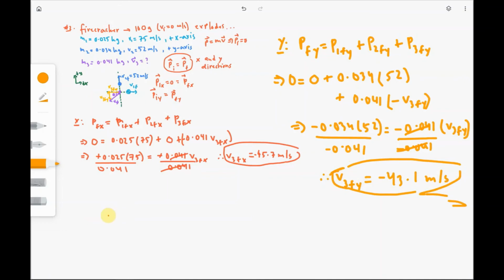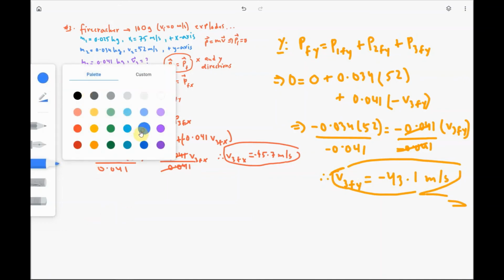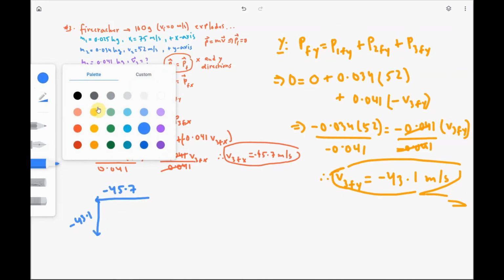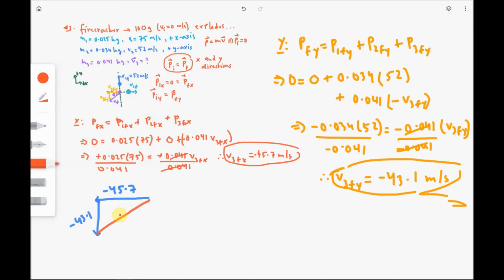Then we are not done yet because we have only found the x and y components. We want the total velocity of the third part of the firecracker. So the x component of velocity was negative 45.7. The y component was negative 43.1. Then the total is just this part right here, the hypotenuse of this triangle, directed making an angle theta. So this is our velocity triangle, and this is V3 final.